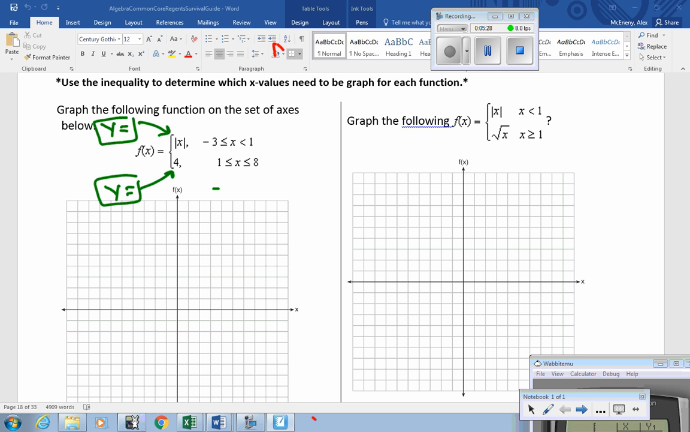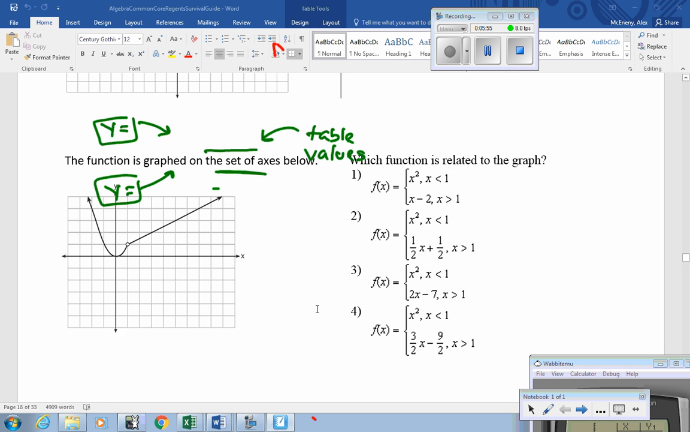And then these represent the table values you're focusing on. So I would graph this equation, absolute value of x, only from -3, and then I would stop at 1 with an open circle. And then I would graph 4 from 1 to 8, and then those would both have closed circles on them. So when you do a piecewise function, that's kind of what you want to focus on, okay?